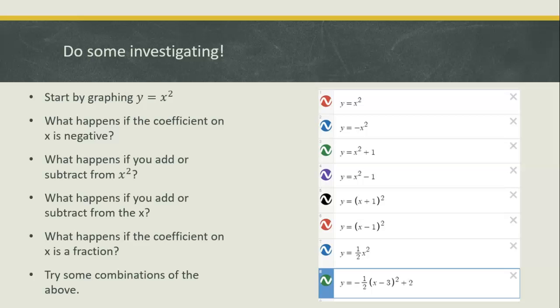And then I want you to go through the rest of these questions. Take some notes on those. What happens if the coefficient on x is negative? What happens if you add or subtract from x squared? What happens if you add or subtract from the x? What happens if the coefficient on x is a fraction? Try some of those combinations. You are not required to use Desmos this time on your IP. It is an option for you to use, but next time you will be required to use it. So you might want to do some playing around with it today.